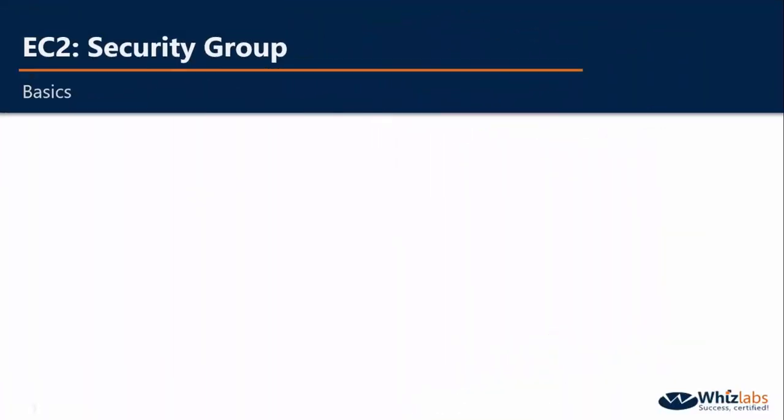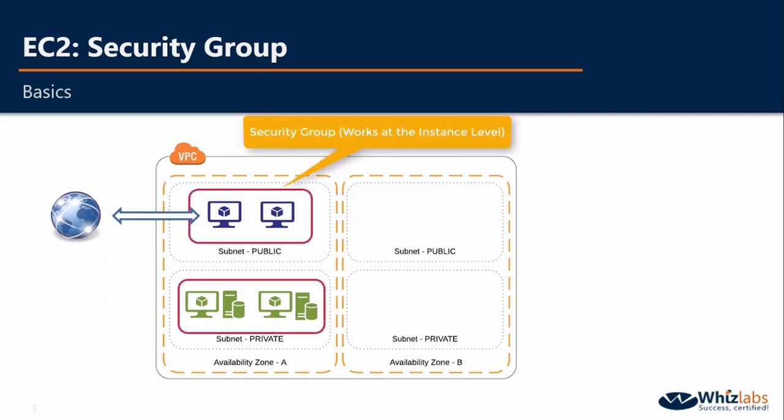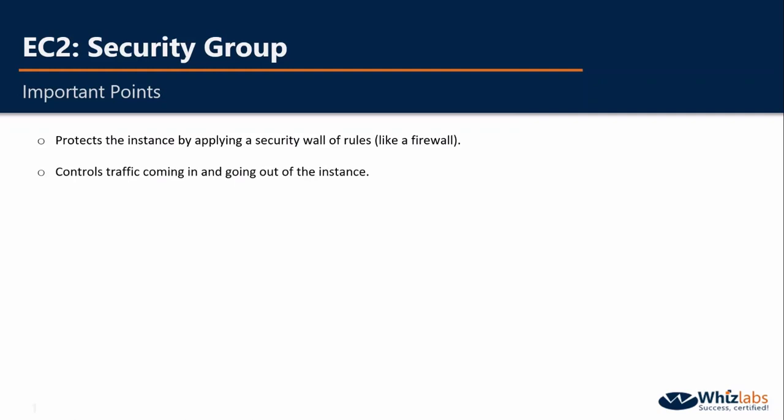As I mentioned before, EC2 instances are launched inside a VPC and inside subnets. During the launching, you need to protect the instances by applying a security wall, just like a Windows firewall. While configuring this firewall, you are basically controlling the traffic that is coming in and out of this instance. Now, there are a few important points to remember with respect to the security group. The security group basically protects the instance by applying a security wall of rules, which is like a firewall. It also controls the traffic coming in and going out of the instance.